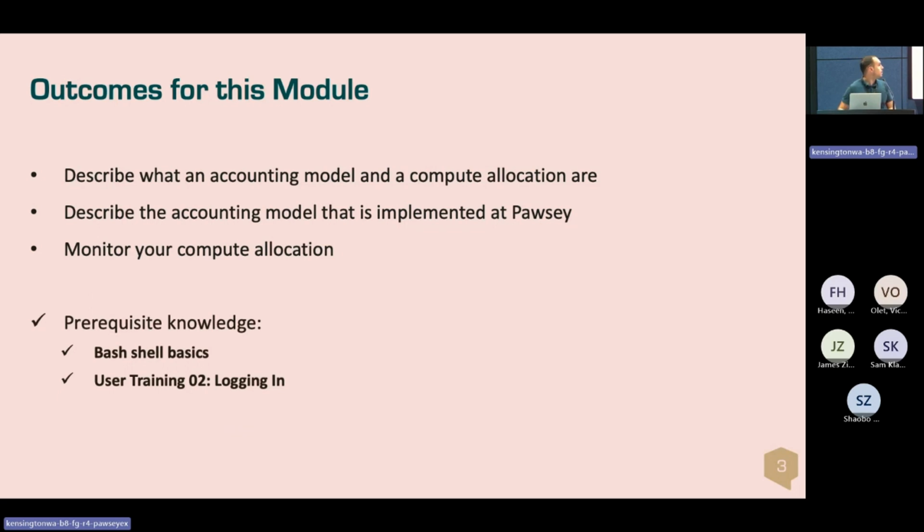So in this module, we will review the accounting model for Setonix. We will describe the accounting model, tell what it is, and what a compute allocation is. We'll go into the details of how this accounting model is implemented on Pawsey, and we'll show how you can monitor your compute allocation.